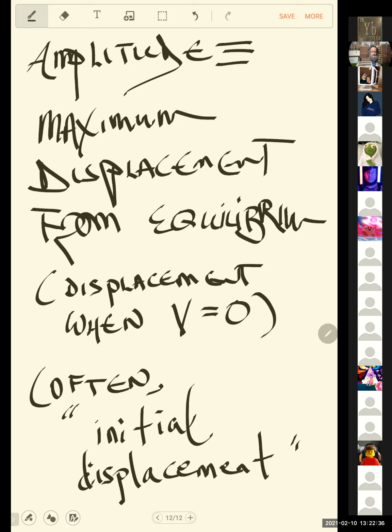But I want to fix in your mind that from here on in, amplitude is the farthest that a system is from equilibrium. So like in our case here, 15 centimeters would be the amplitude, right? Often that in fact is the initial displacement. If amplitude means the maximum displacement from equilibrium, then often that ends up being the same thing as initial displacement from equilibrium.